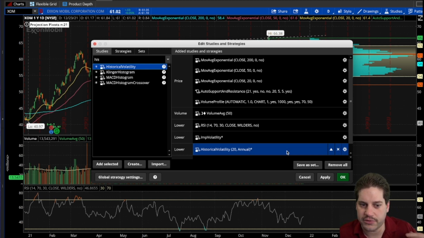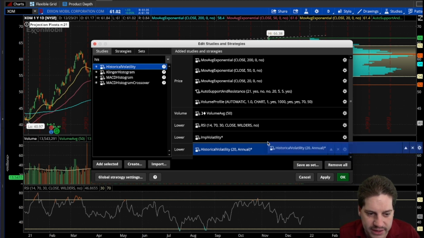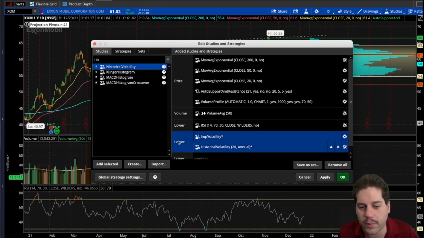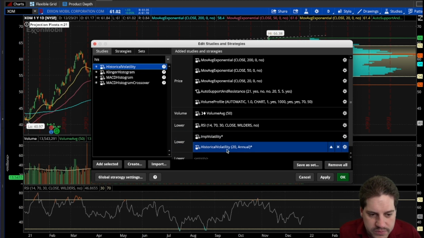I like to have them on the same graph, so I'm going to take this and drag it up one slot, and just going to put them both on one graph. Now, what the historical volatility is going to be looking at is 20 years of data for what the actual volatility was for that stock in that time period. So that's what that 20 stands for.